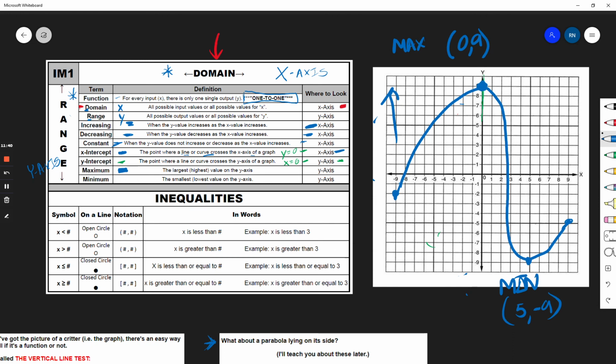Please write these down in your composition book to make life a whole lot easier. Don't worry so much about the inequalities right now. We will come back to that. There will be a separate video on that once we introduce it. But we know that this is a lot to cover right now. So we just want you focusing on that top part.